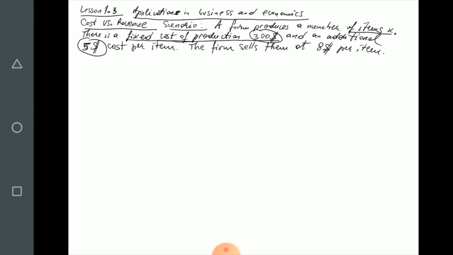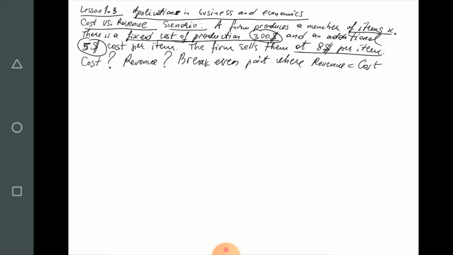Then what money comes in is measured by the revenue. At some point, the firm will sell the items, and let's say the price is $8 per item. Obviously, it has to be bigger than 5 if you hope to have a profit at some point. So one of the questions here is, how do I actually write down the cost function, the revenue, and how many items do we need to produce to break even? Or the so-called break-even point, which is simply the point where the revenue is equal to the cost. So at the very least, we should be at that level, but not below. We should be above this level.